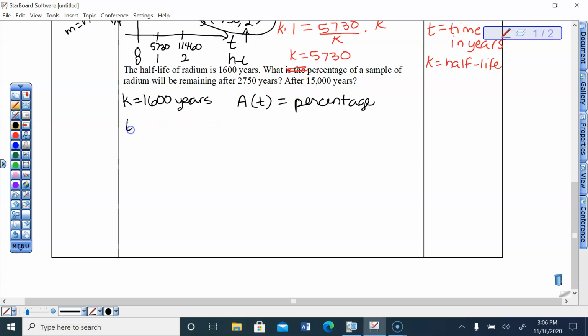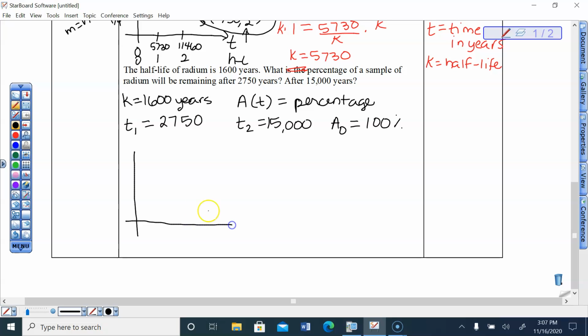And we have 2 times here. We have time sub 1, which would be 2,750 years, and we have time sub 2, which would be 15,000 years. And so we're looking for what percentage of a sample is left. So I think that we could start with our A naught at 100% because that's how much of the sample we would begin with, our initial sample. Okay, so here's what I know if I were to just draw a little picture of this, and then I'm going to go to the graphing calculator to show you how to solve it.